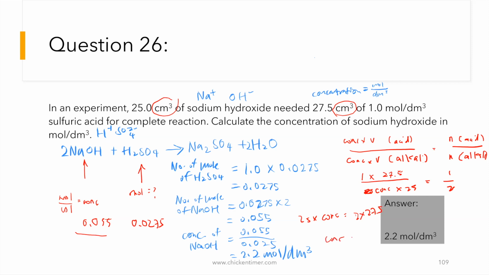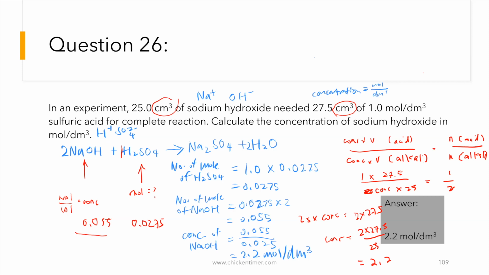Why is it 1/2? Here is 1. Acid is 1. Oh, so it's the mole ratio. If I got the formula correct, it should turn out the same way. So 2 times 27.5 divide by 25. Yeah, it's the same. So the formula can be reversed. If you use alkali on top, then your concentration value will be on top. It doesn't matter. If you put acid on top, then the right side, the number of moles must be acid on top also.